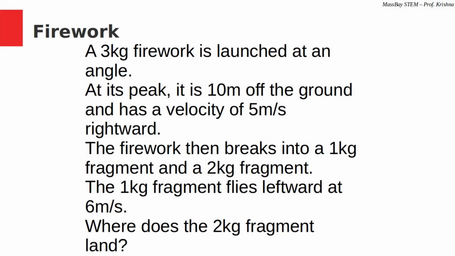Consider this example. A 3-kilogram firework is launched at an angle. At its peak, it is 10 meters off the ground and has a velocity of 5 meters per second rightward. The firework then breaks into a 1-kilogram fragment and a 2-kilogram fragment. The 1-kilogram fragment flies leftward at 6 meters per second. Where does the 2-kilogram fragment land?